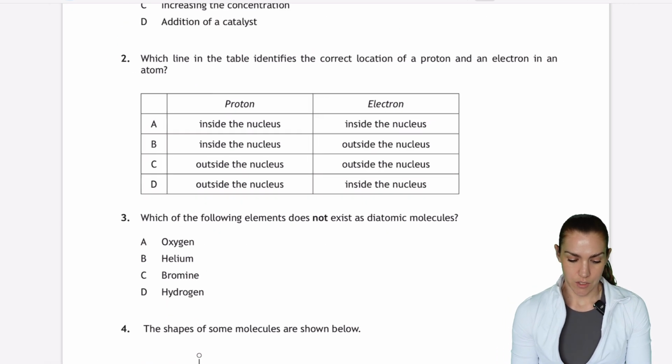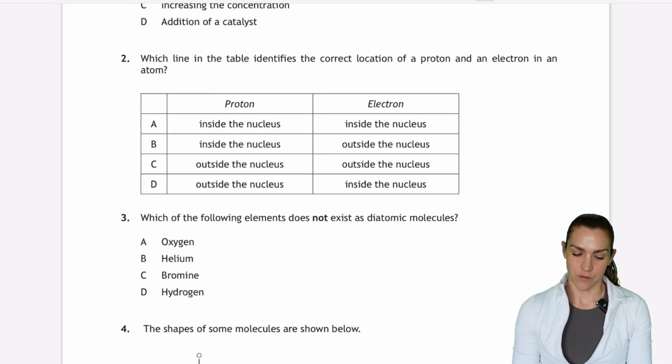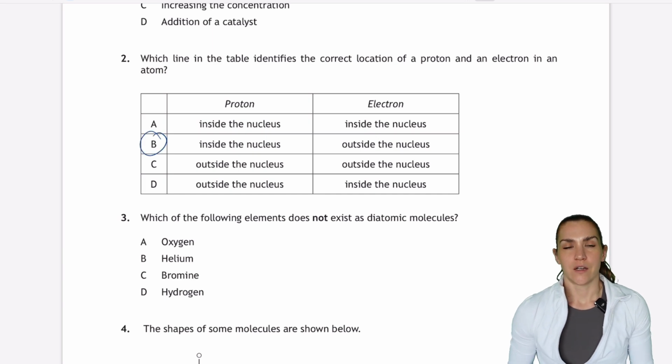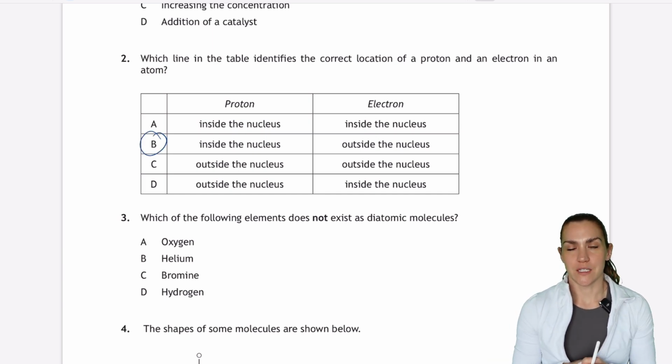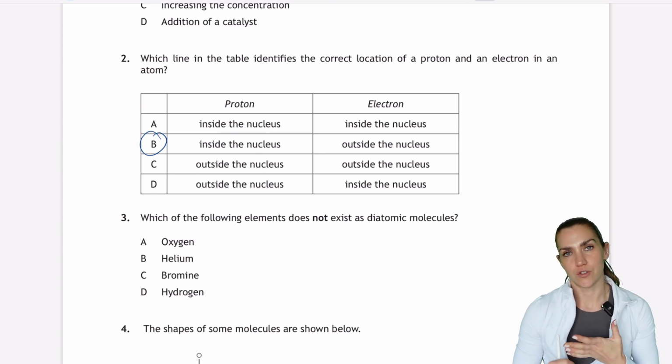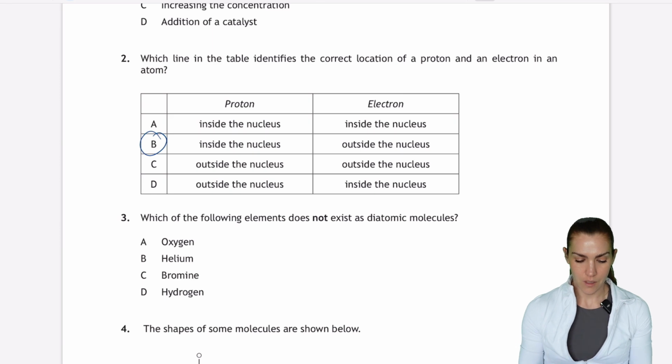Question 2, which line in the table identifies the correct location of a proton and an electron in an atom? So the proton is in the nucleus, the electrons are outside of the nucleus. So that gives us the answer B. Remember, the neutrons are inside of the nucleus as well, and overall the nucleus will have a positive charge because it's got positive protons and neutral neutrons in it.